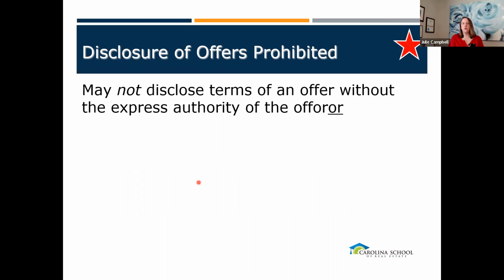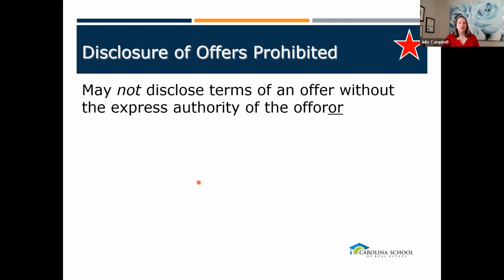Who is the offeror? And please don't say buyer. Who is the offeror? The one giving the offer. The giver of the offer. That's exactly right. The one making the offer. The offeror is the giver, the creator of the offer.